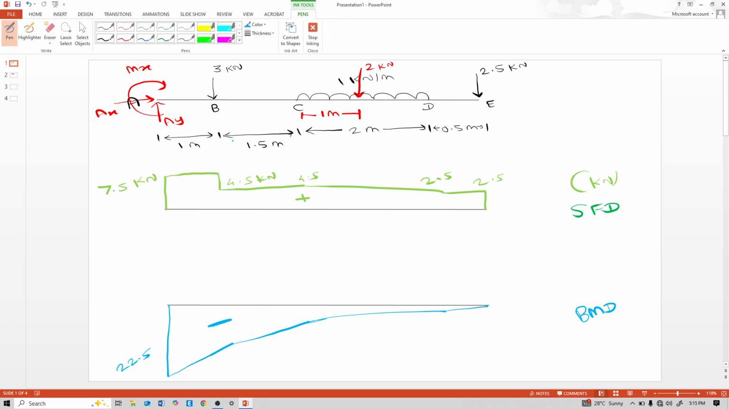Now calculate moment at this point, B point, from left side. So AY into 1, AY is 7.5 into 1 is 7.5. See this MA also, positive MA plus 7.5 into 1, that means minus 7.5. So at point B it is minus 7.5.